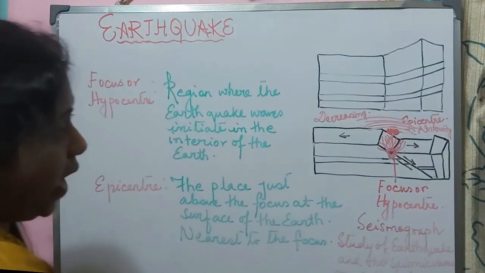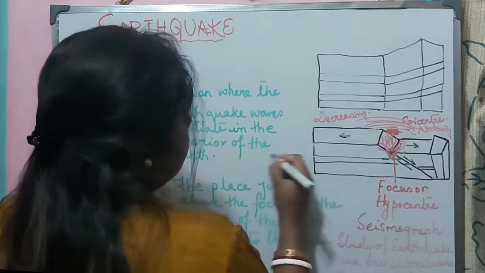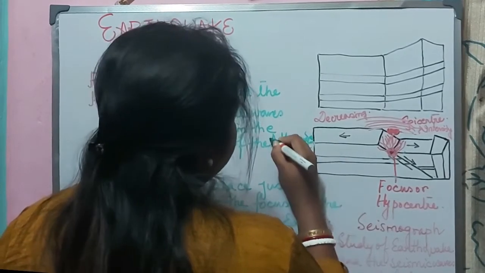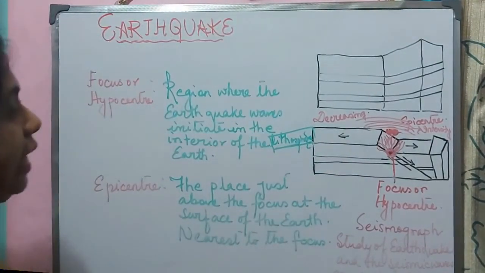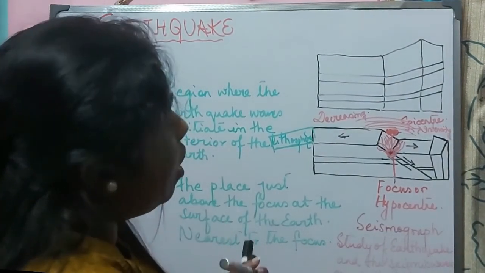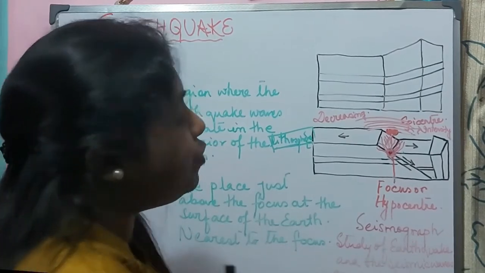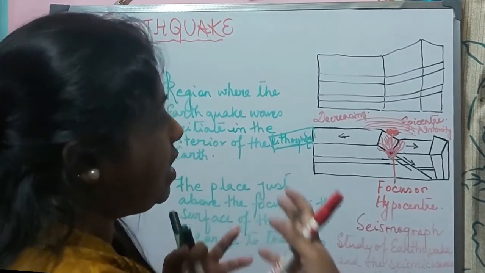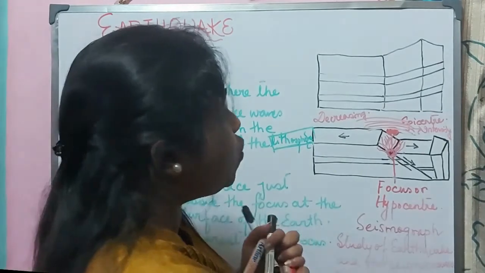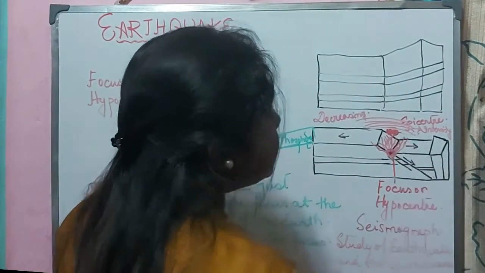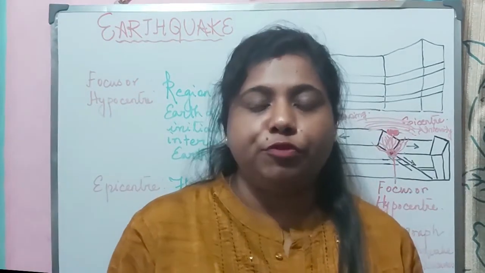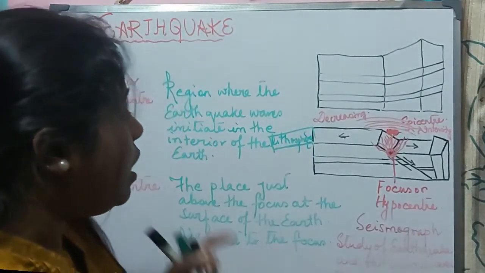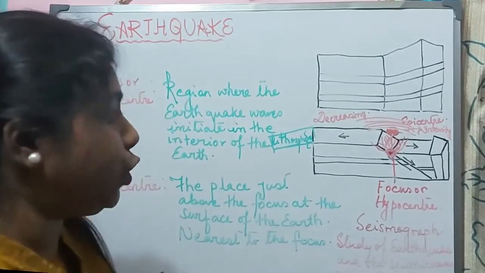Now all the earthquakes are caused where? In the lithosphere. So all the earthquakes occur where? In the lithosphere. Now these earthquake waves travel in different directions. Their velocity differs as they travel through different materials with different densities. The direction of these waves will also change as they move through different materials of different densities. Somewhere they will reflect and somewhere they will refract. Clear?